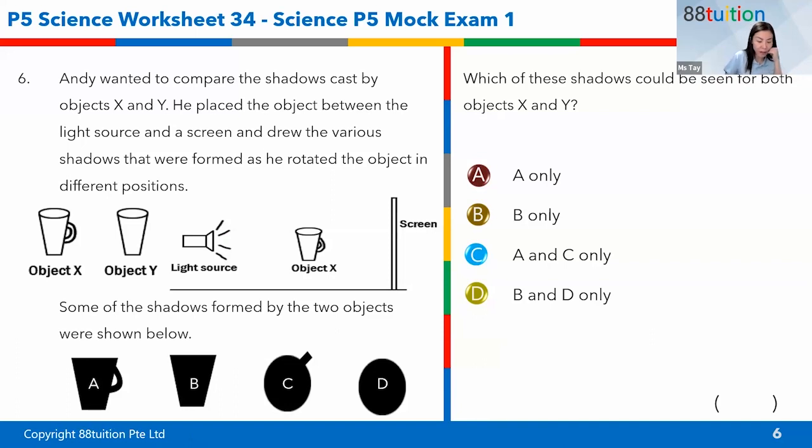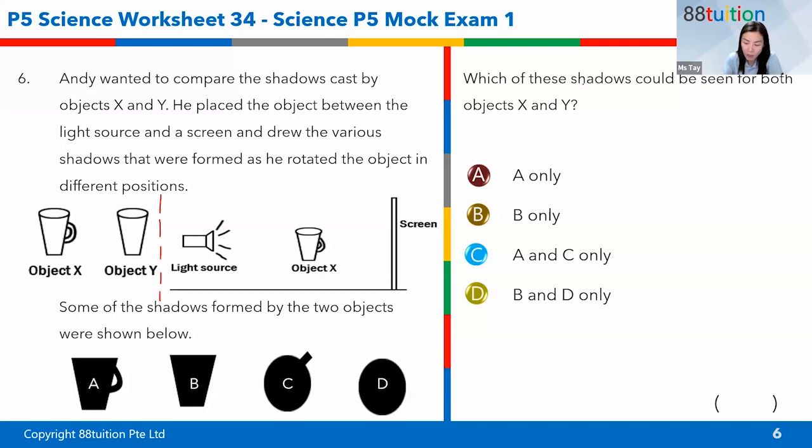Okay, next. Andy wanted to compare the shadows cast by objects X and Y. So we have object X and Y. Take note, you have to understand these are the two objects and that is the setup. Two separate pictures. He placed the object between the light source and a screen and then drew various shadows that were formed as he rotated the object in different positions. Some of the shadows formed by the two objects were shown here.